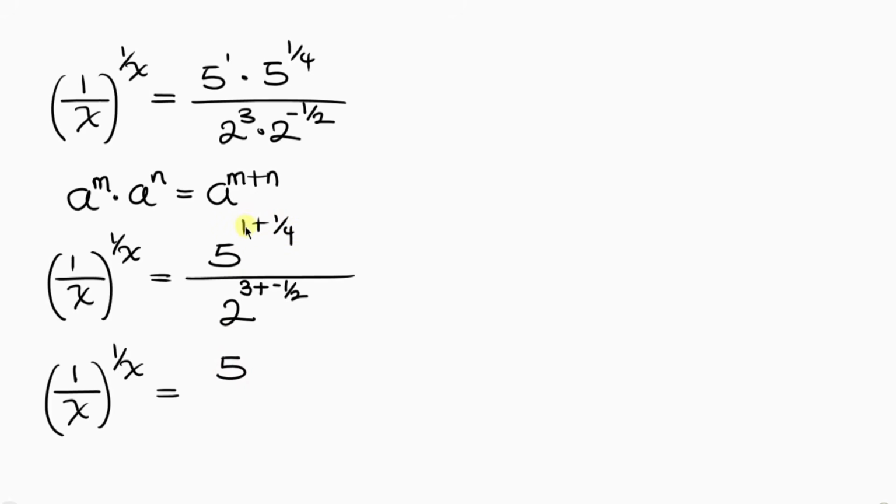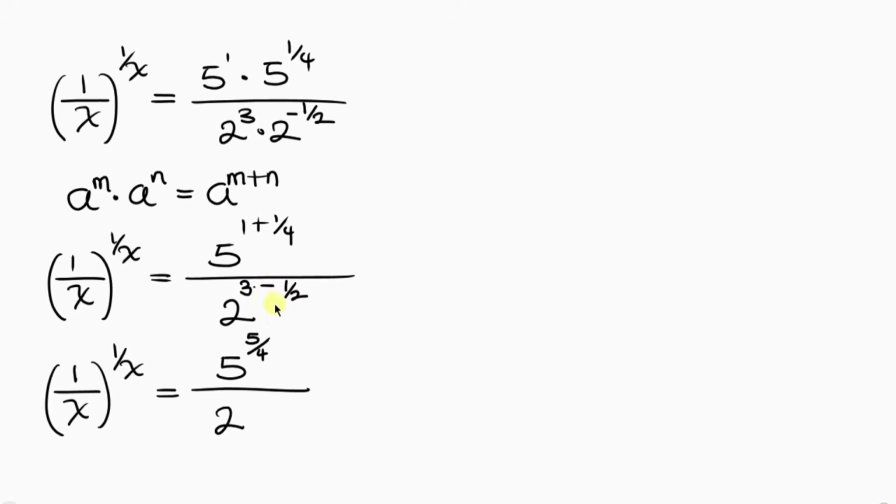4 times 1 is 4 plus 1, that is 5. So we have 5 all over the denominator, that is 4 all over. Now the denominator, we have 2 to the power of, before we add this, we have plus and minus. So plus times minus will give minus. So this will be 3 minus, so I'm going to be putting minus here.